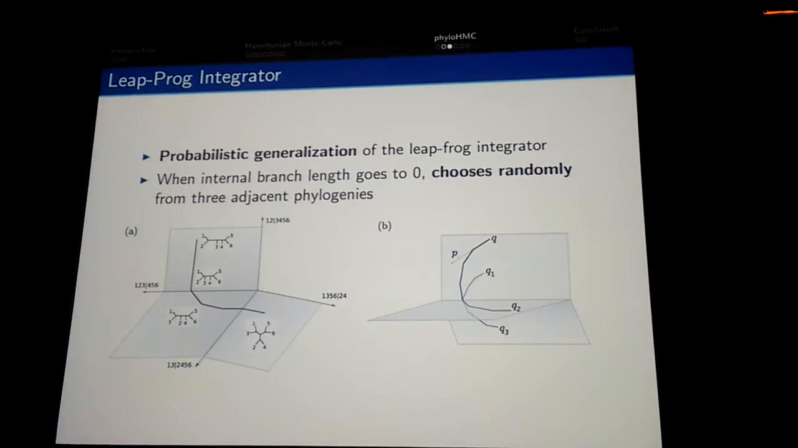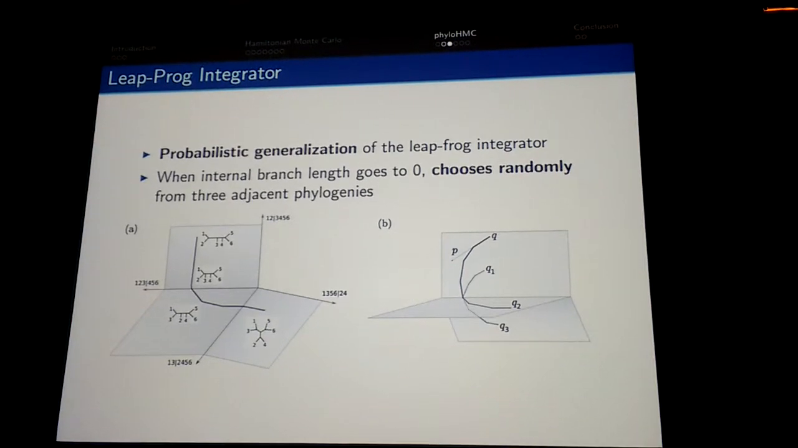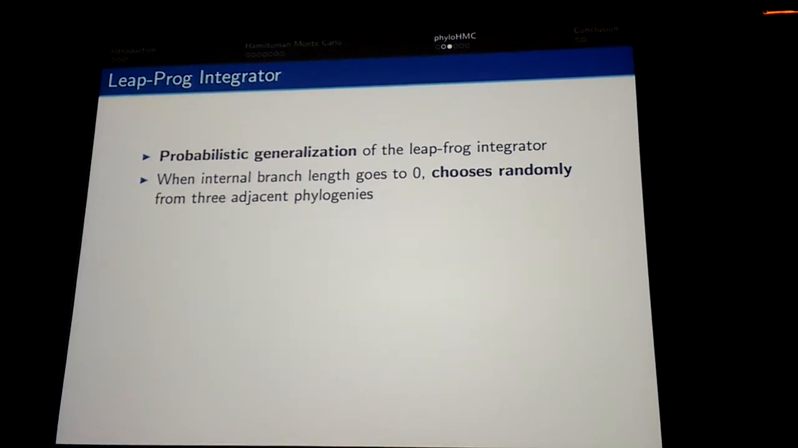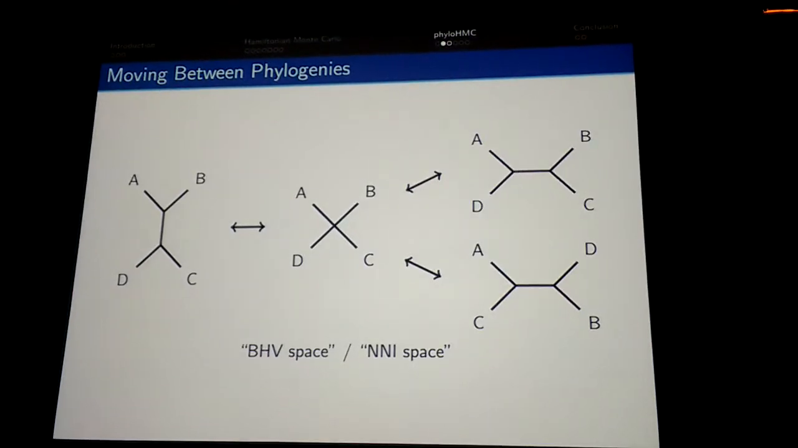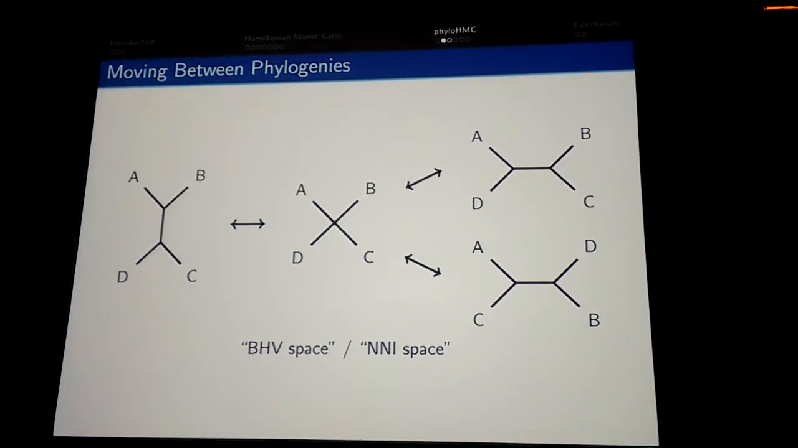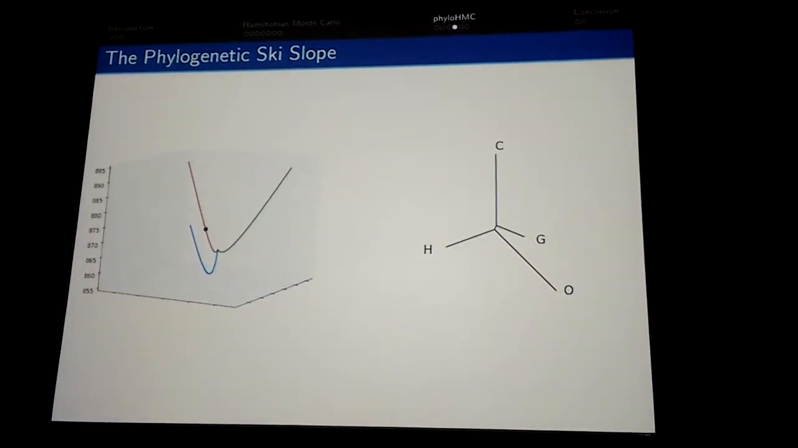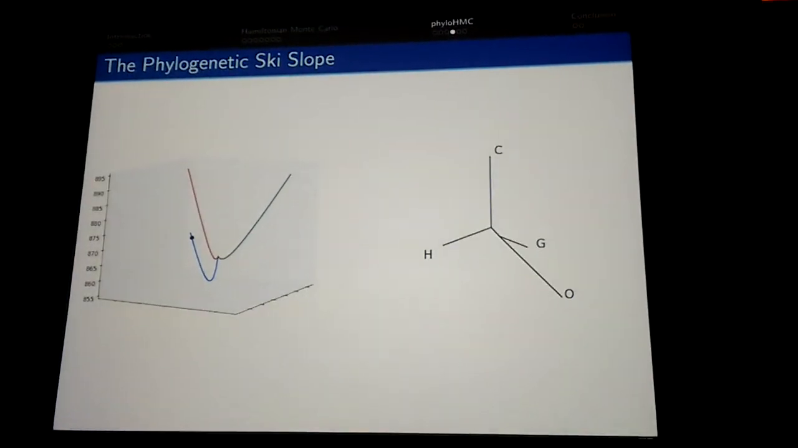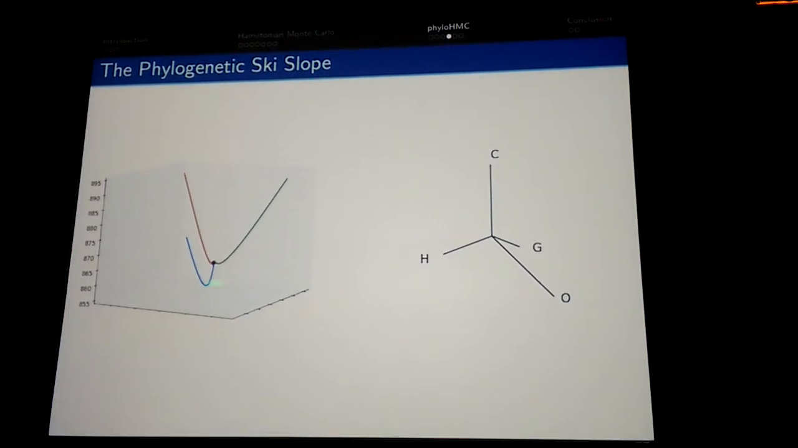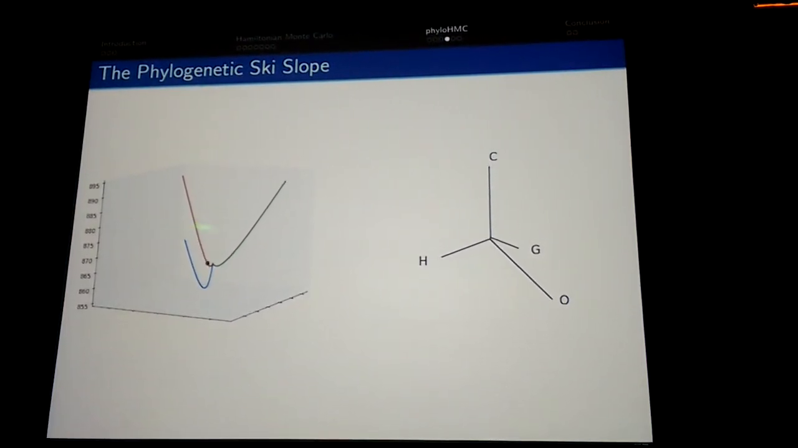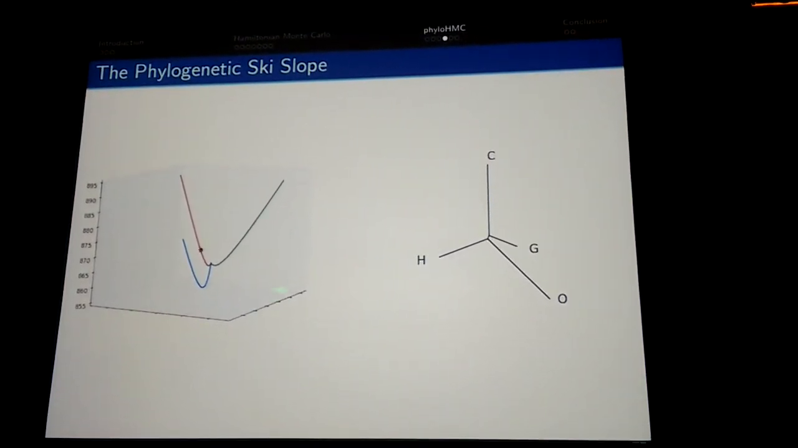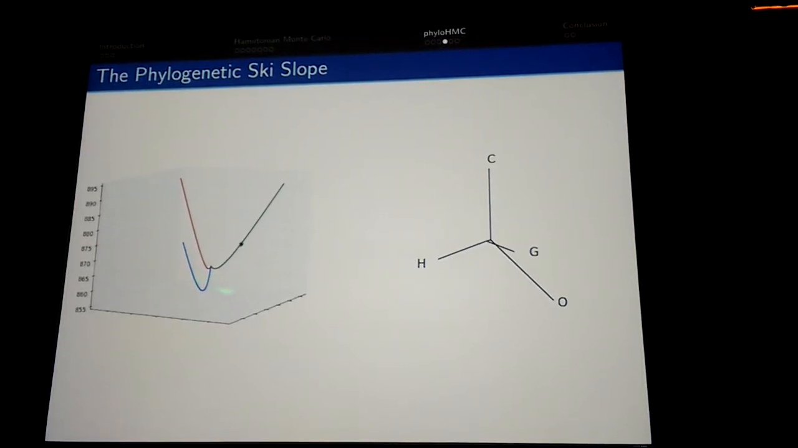So how does this look in practice? To make things simple, suppose we're just interested in inferring this internal branch here. We've got a 4 taxa tree and we just want to learn about that one branch. Then we end up with something that looks like this. Each one of these represents the curve, the posterior probability once it's been transformed according to our physics.